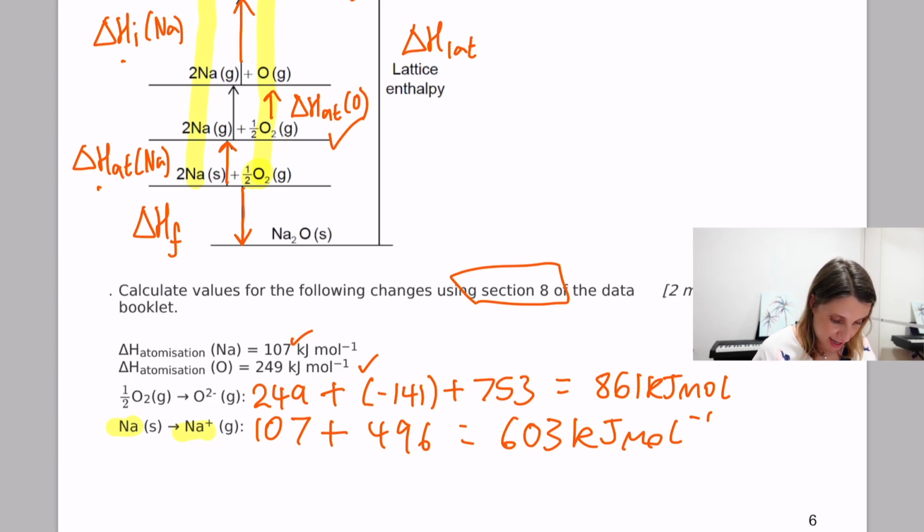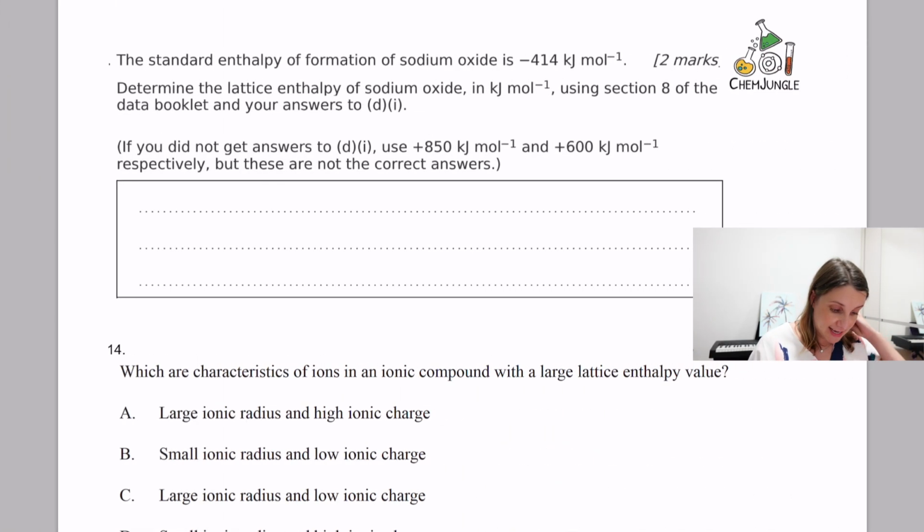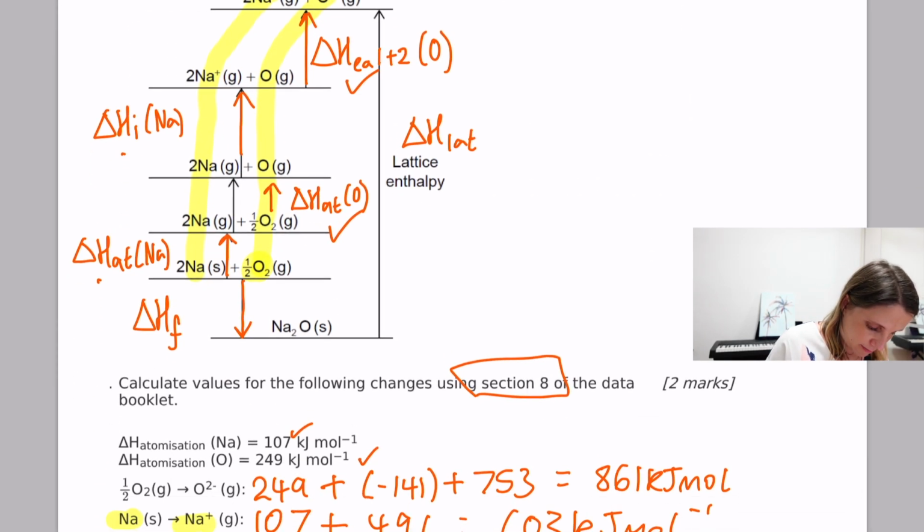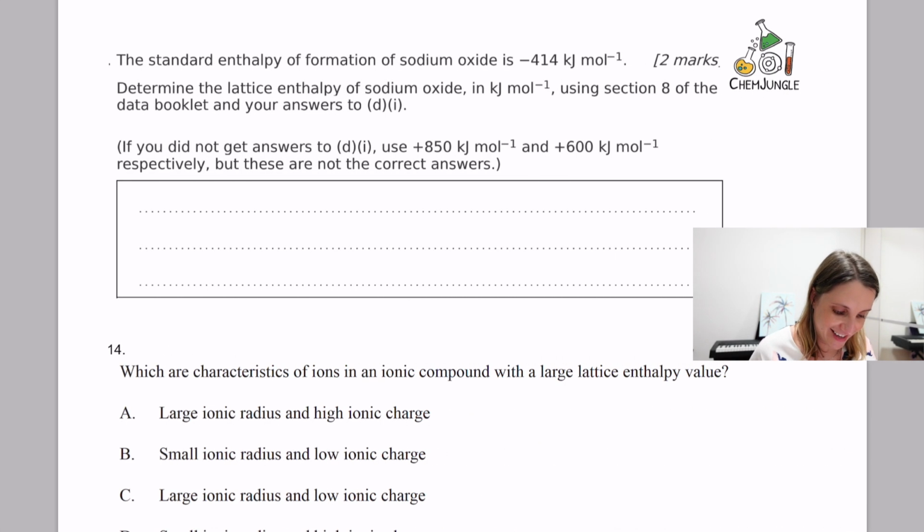Okay. Now the next part of the question says the standard enthalpy of formation of sodium oxide is minus 414. Now the first thing I'm doing is I'm chucking that on the diagram so that I know which thing it relates to. So minus 414 is going to go right here. Minus 414. That's the enthalpy of formation. Done. Determine the lattice enthalpy of sodium oxide in kilojoules per mole using section 8 of the data booklet and your answers to D part I.